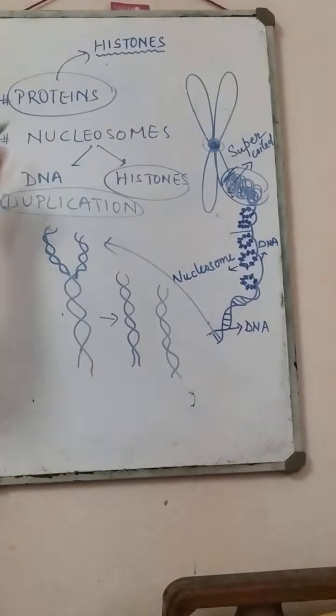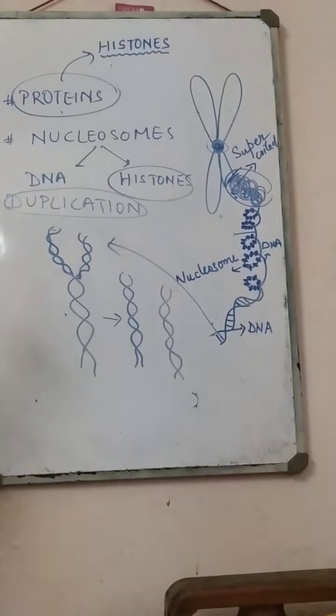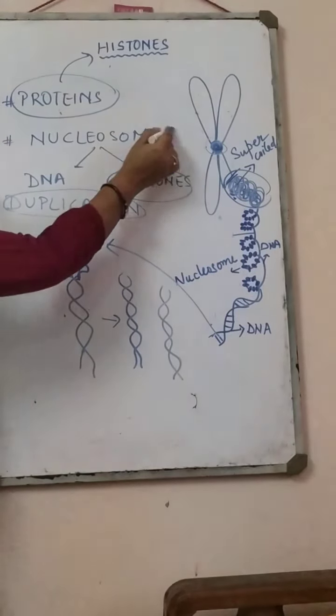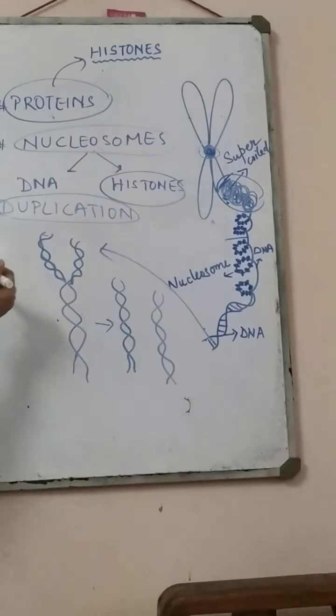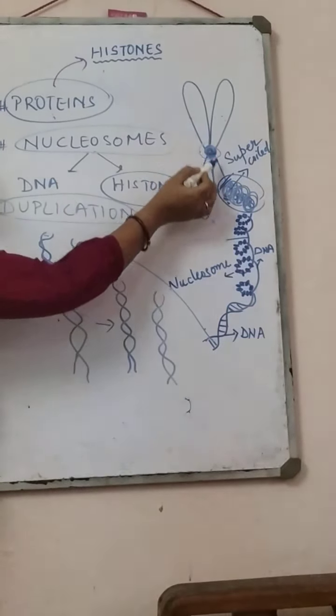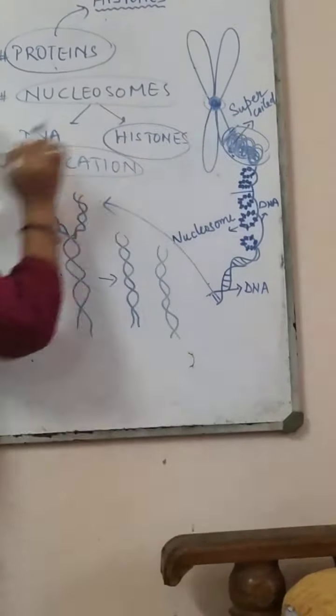What are histones? Histones are the proteins that bind the DNA and help in packing of DNA into small structural units called nucleosomes. So what are nucleosomes? You can see this is the chromosome here. The chromosome is made up of two sister chromatids, and if you take a small part of the chromosome, you see it is extensively coiled. It is called a supercoil.